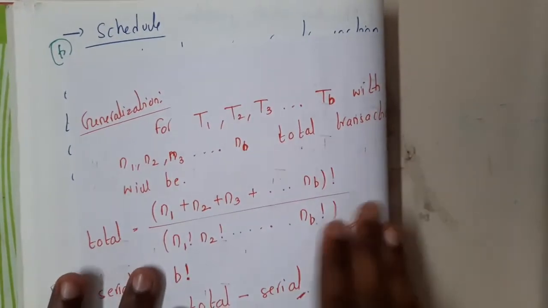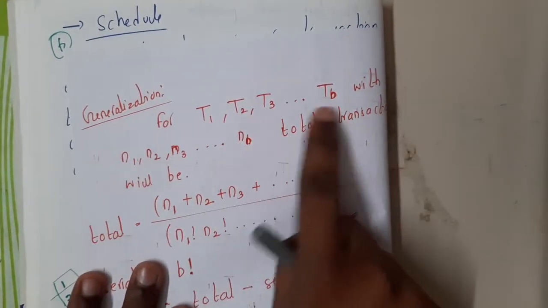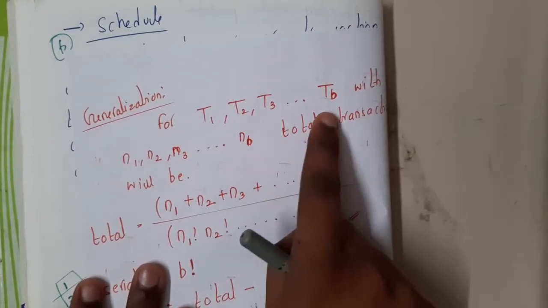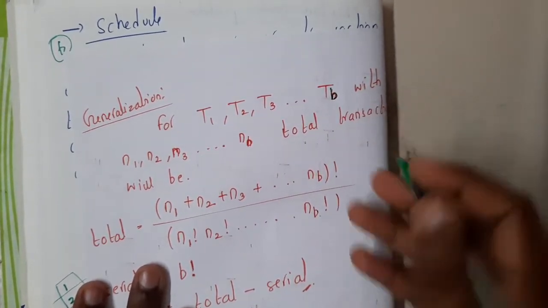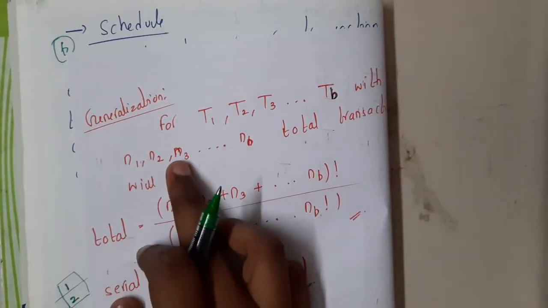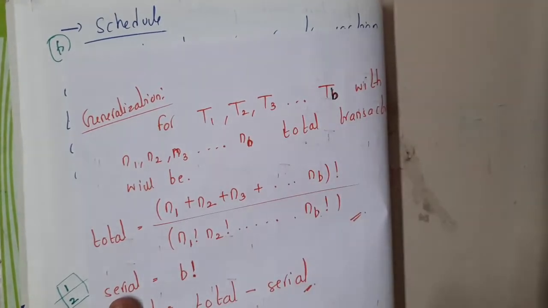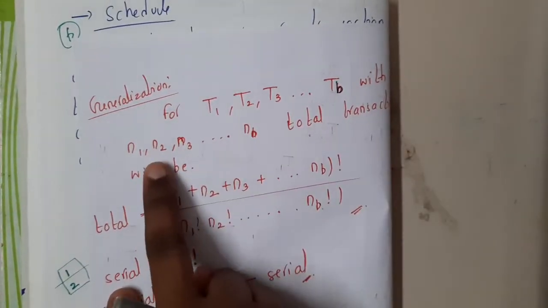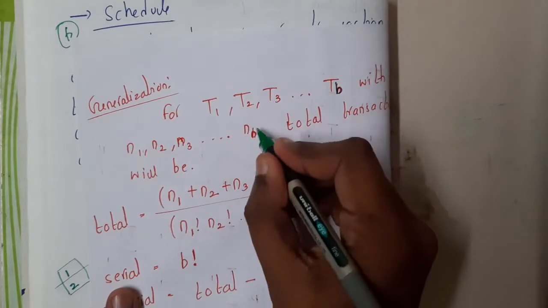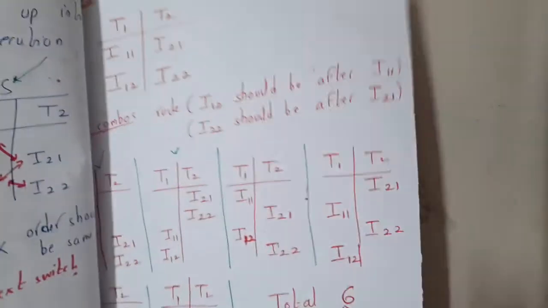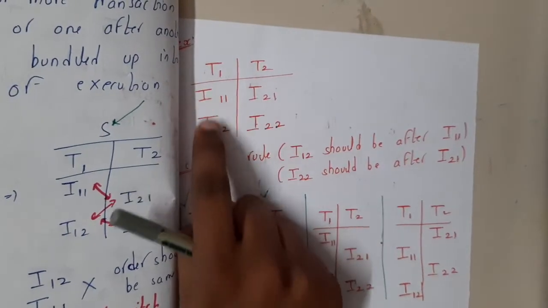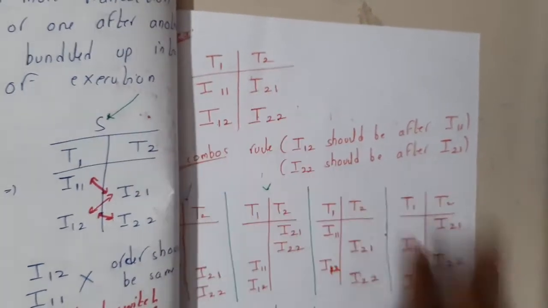So assume in this way. Assume that there are B transactions. So T1, T2, T3, T4, T5 and so on up to TB. Or TN also you can assume, but here I assumed n as the number of transactions, so that's the reason why I changed it to b. With n1, n2, n3, n4 and so on up to nb instructions in each of them, right? So here, we are having two transactions with 2 in each, so here 2, right?